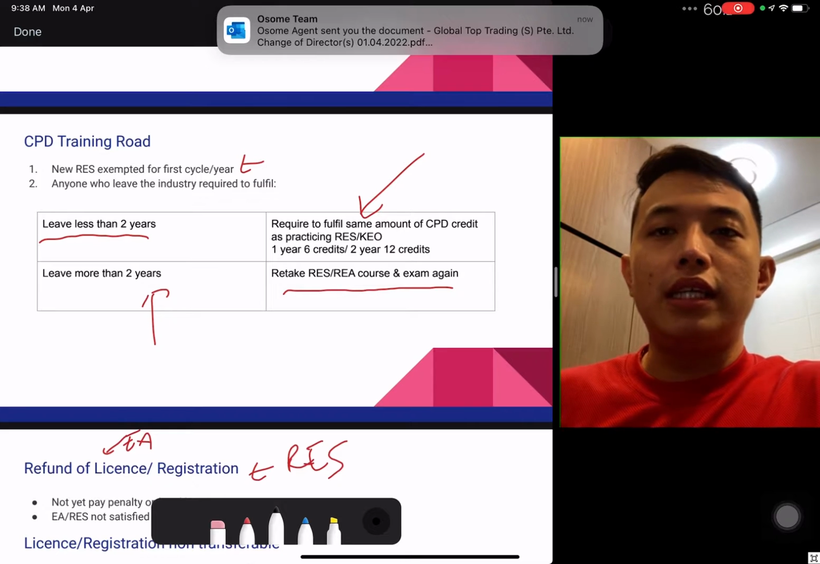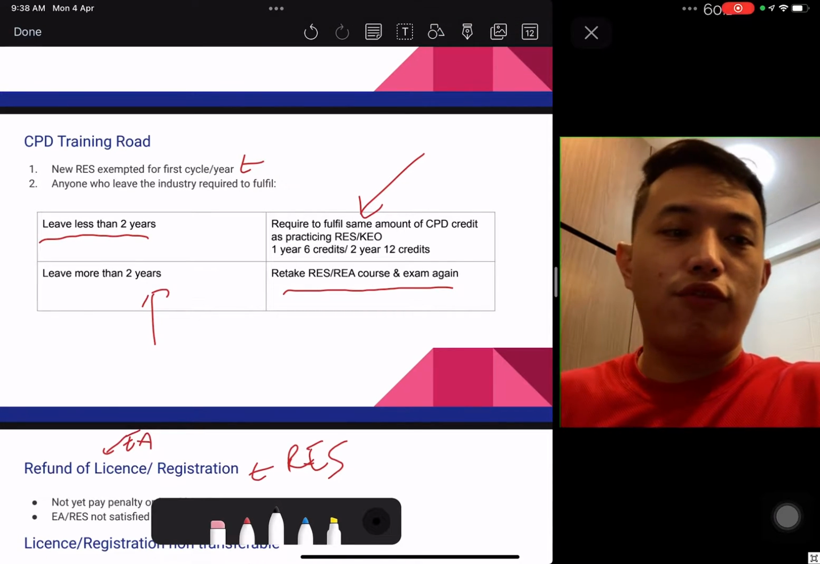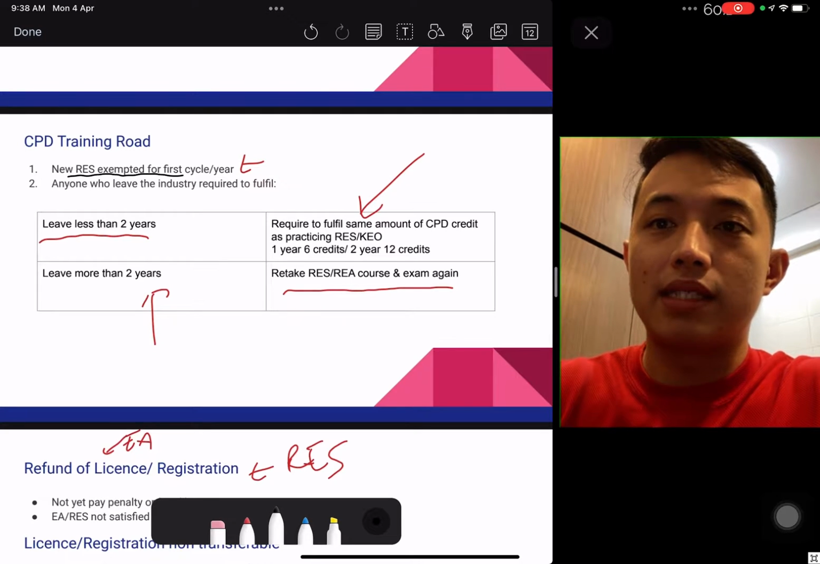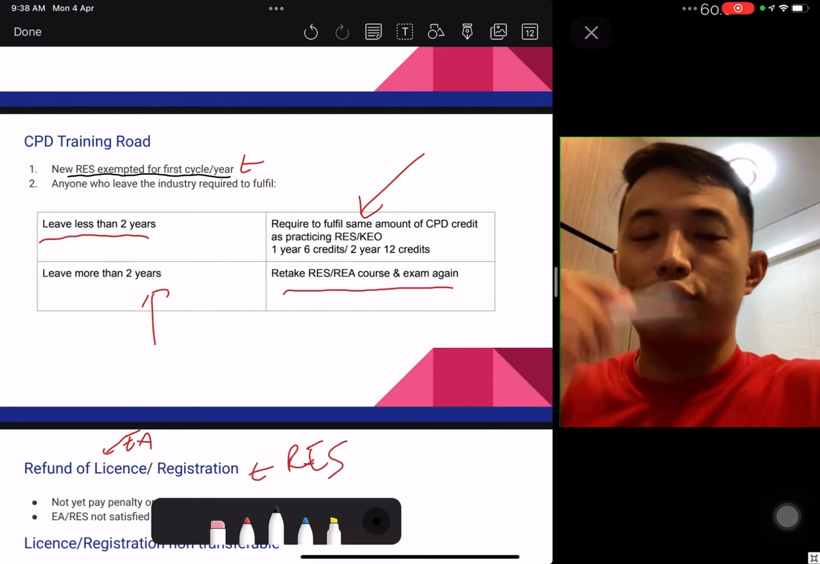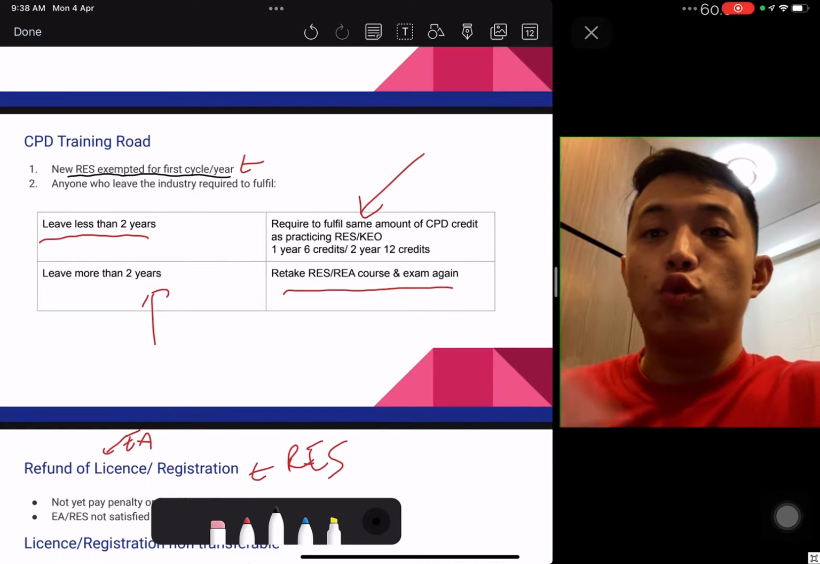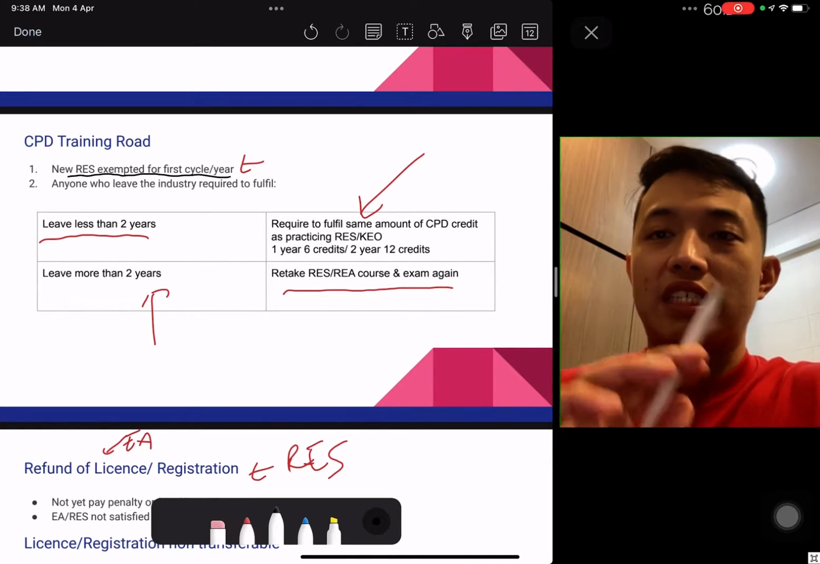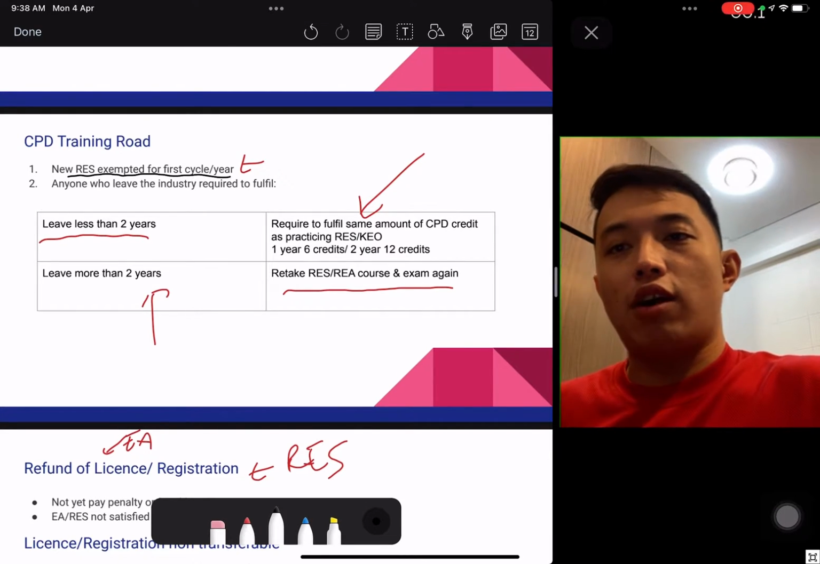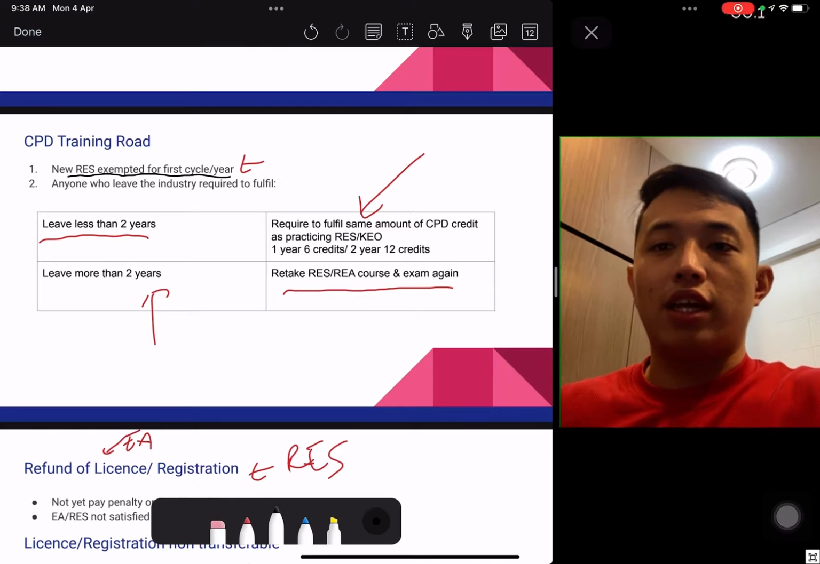So for the CPD training route, if you're a new RES and you just passed the exam, like this year, once you join any agency you do not need to do any CPD for the first year. However, from the second year onwards, you're required to do 6 credits a year.